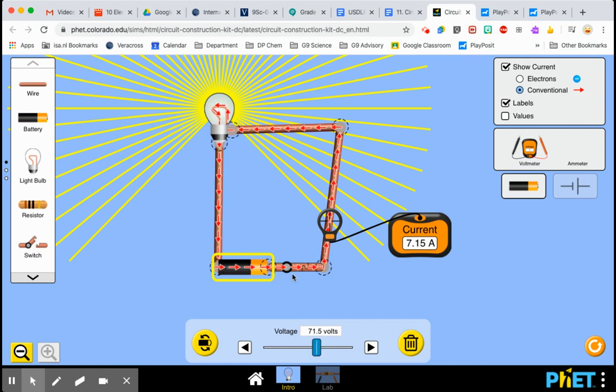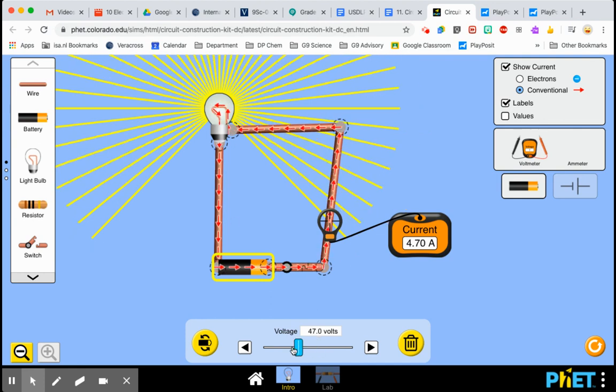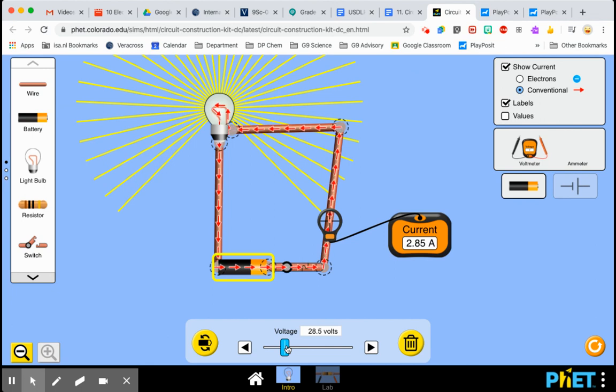Current is the flow, or the rate at which charges are flowing, in the circuit. And those are kind of the basic principles behind circuits and some of the first terms that we're going to start using when we talk about electricity. So voltage is related to the energy of the electricity, and current is related to the rate at which electric charges are flowing through a circuit.